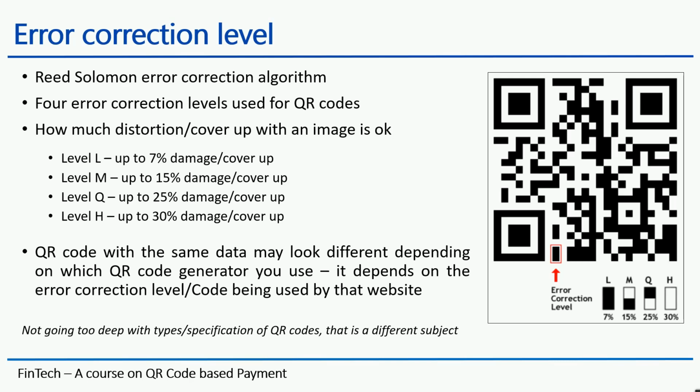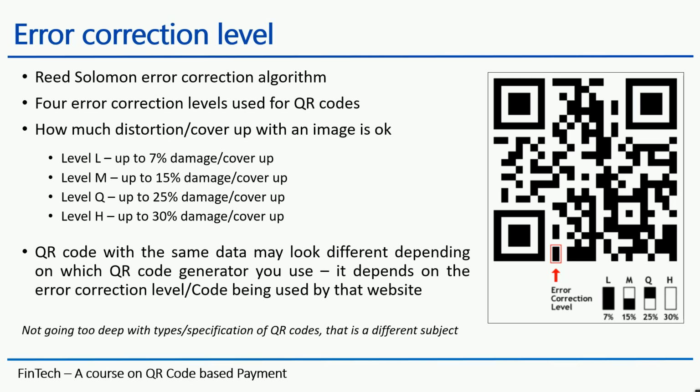When I say cover up, I mean a logo or an image that you want to put inside the QR code. If you have a level L QR code, it should not cover more than 7% of that QR code. Similarly, if it is a level M QR code, then 15% damage is the tolerance level. If it's level Q, then 25%. If it is level H, then up to 30% of the damage or cover up. So these are the 4 error correction levels defined till date, which talk about the distortion and cover up of the QR code.